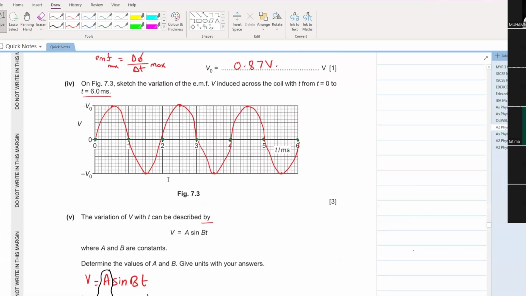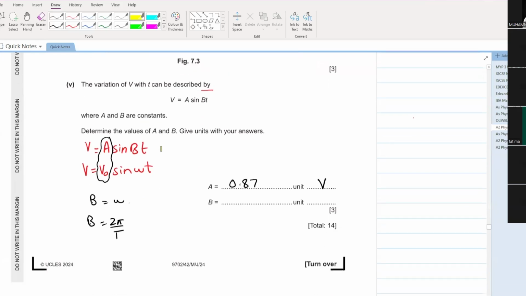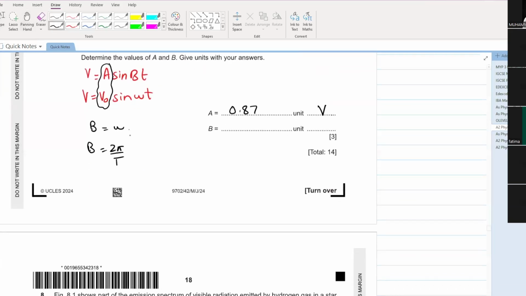Do you have the time period? Yes, you have the time period. That is 2 milliseconds. The time period taken for one wave to complete is 2 milliseconds. So divide, beta. B comes out to be what? 2 pi over 2 into 10 to the power of minus 3. This gives you an answer of what? Any geniuses?